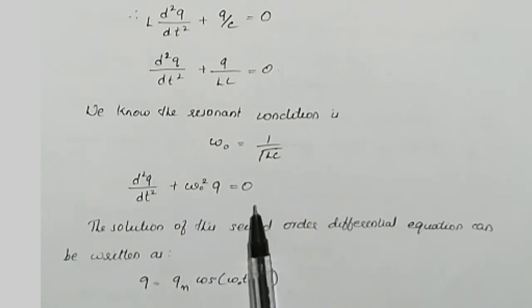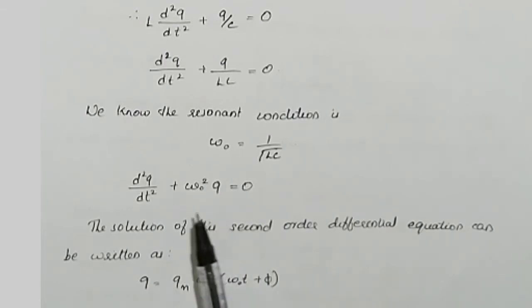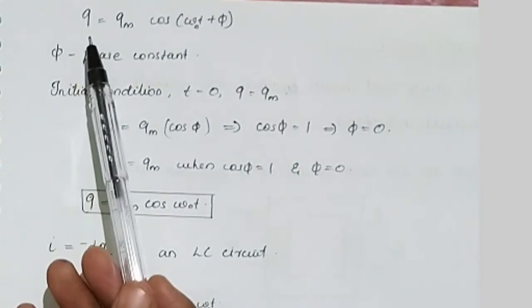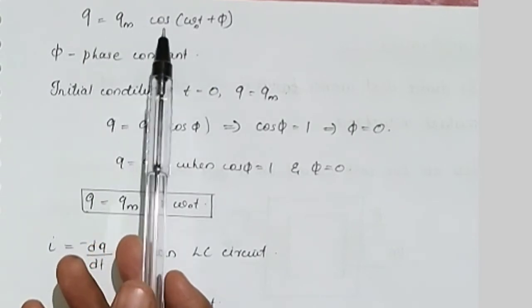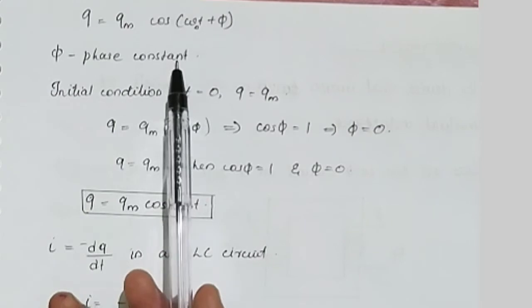Now, this is a second order differential equation which is similar to the equation of a simple harmonic oscillator, and the solution of this second order differential equation can be written as q = qm cos(ω₀t + φ), where φ is the phase constant.